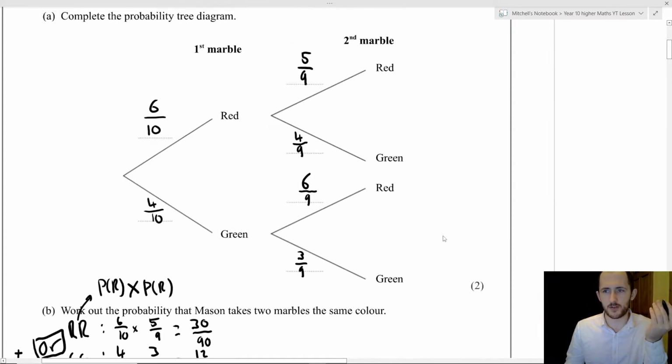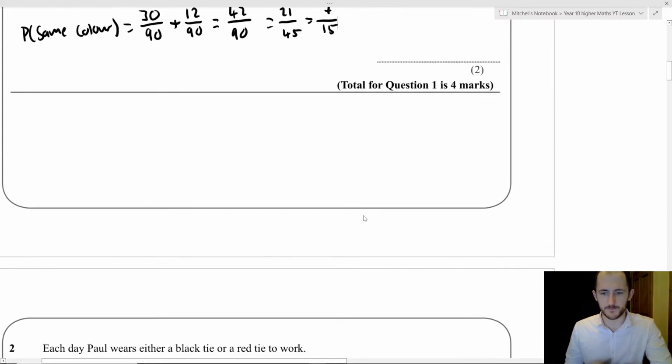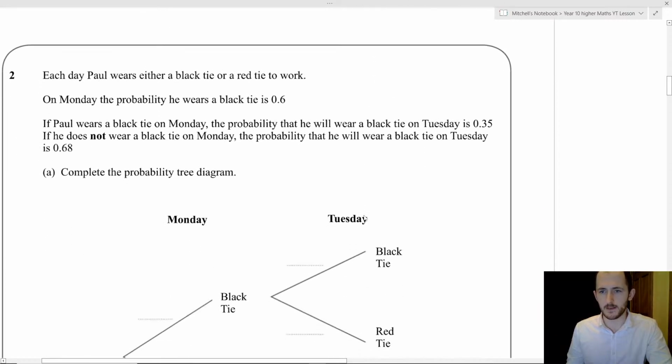So again, I don't think that was too tricky, but again, the questions will gradually, very slowly get harder and harder. Okay. So even here, this is slightly more difficult. This is something called conditional probability, okay? And I'll explain why in a second.